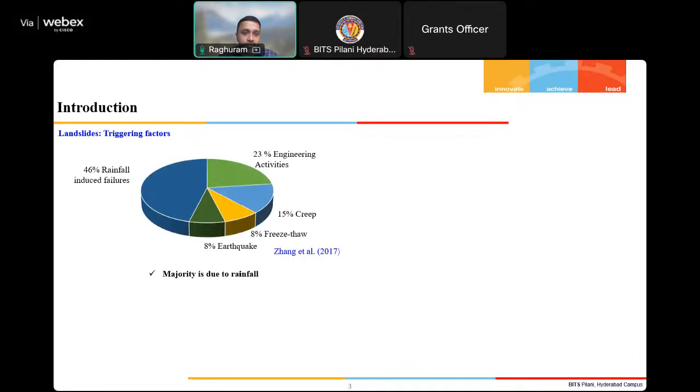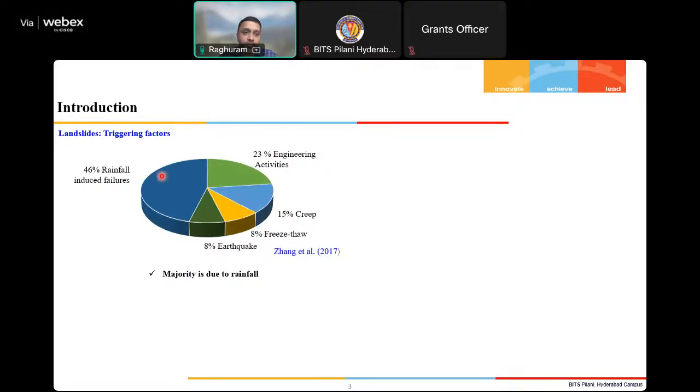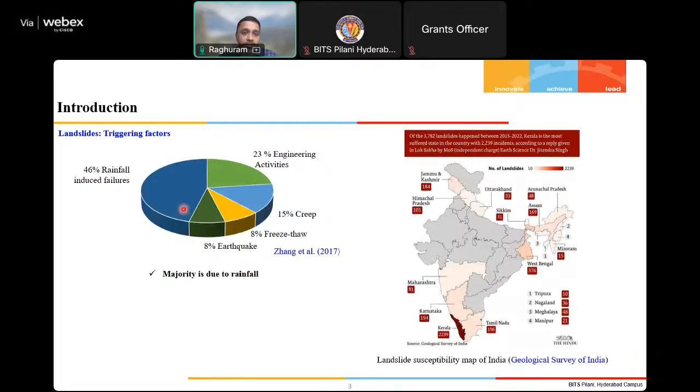If you look at this particular chart, most of the slope failures or landslides are due to rainfall, where we can see 46% of the failures are due to rainfall, and we can see that it's the main triggering factor. Afterwards, we can see the engineering activities like constructions, etc. And from the Geological Survey of India, for 2015 to 22, especially in India, we can see the hotspots where the slope failures or landslides have taken place in this particular zone.